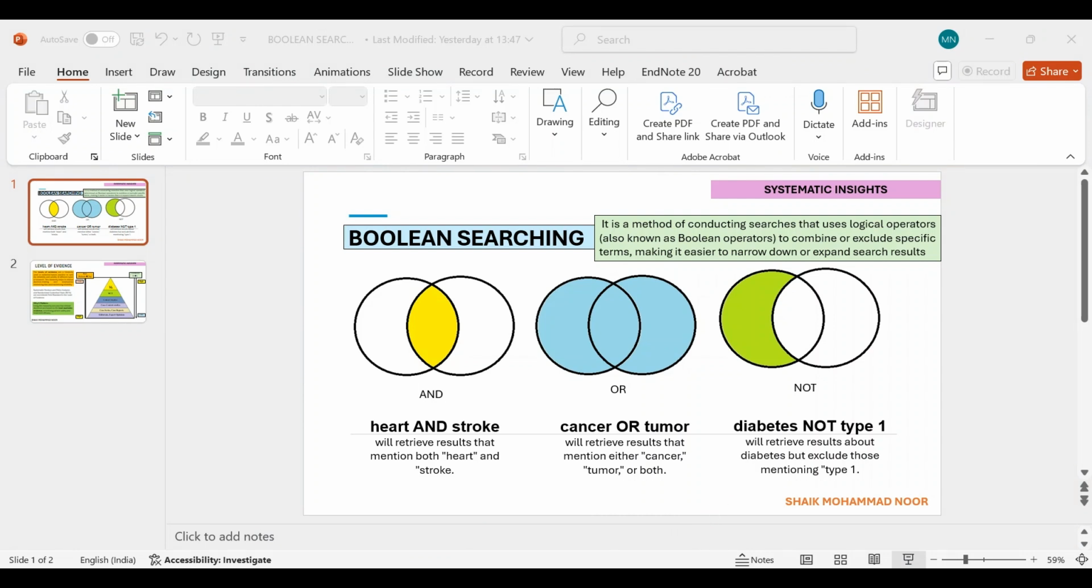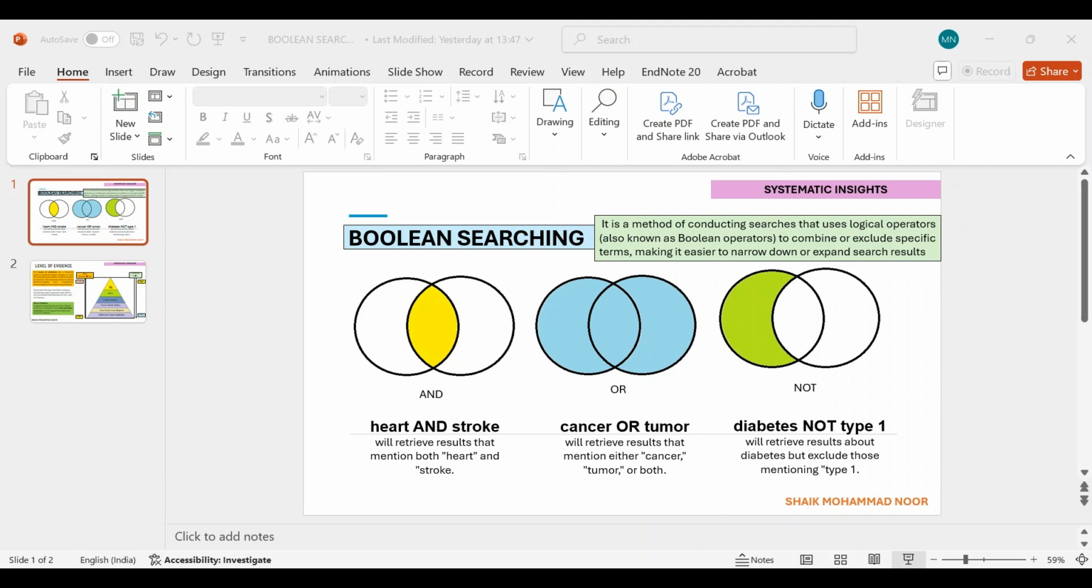Hi, good evening all. Today we are here on the topic of the series of systematic insights. Today we'll see about two topics. It covers Boolean searching and level of evidence.